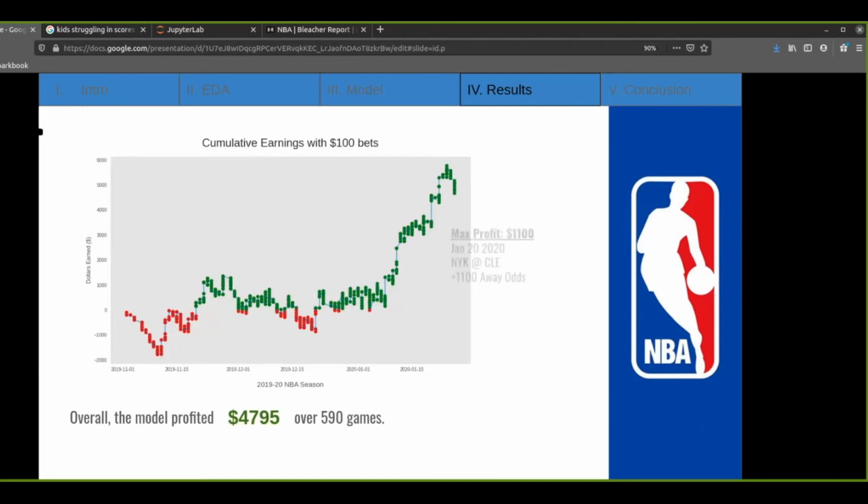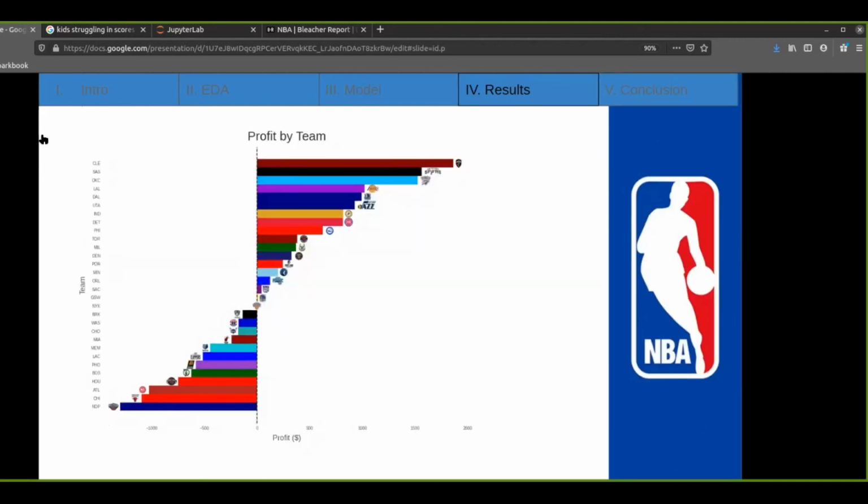And some big winners was January 20th, Knicks at Cleveland, where our model correctly predicted and profited $1,100. And another big one was the Knicks at Utah, where our model profited $850. And looking at the individual teams, the model had the most success betting on the Cleveland Cavaliers.